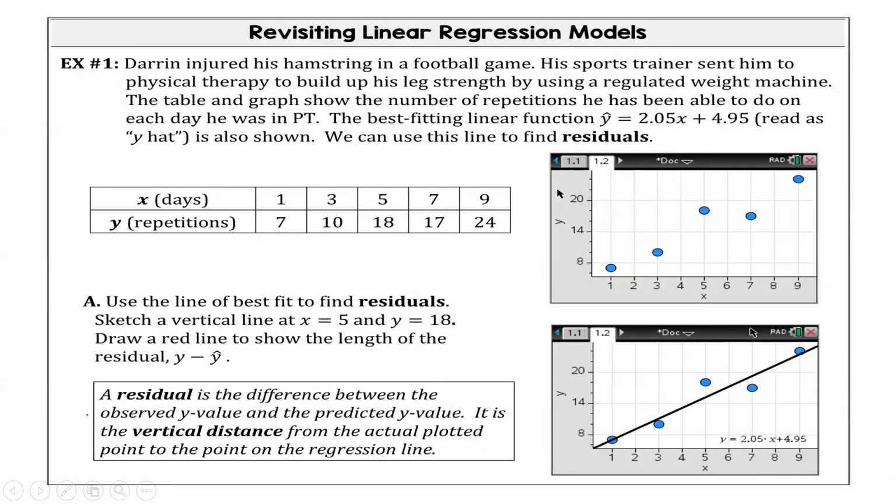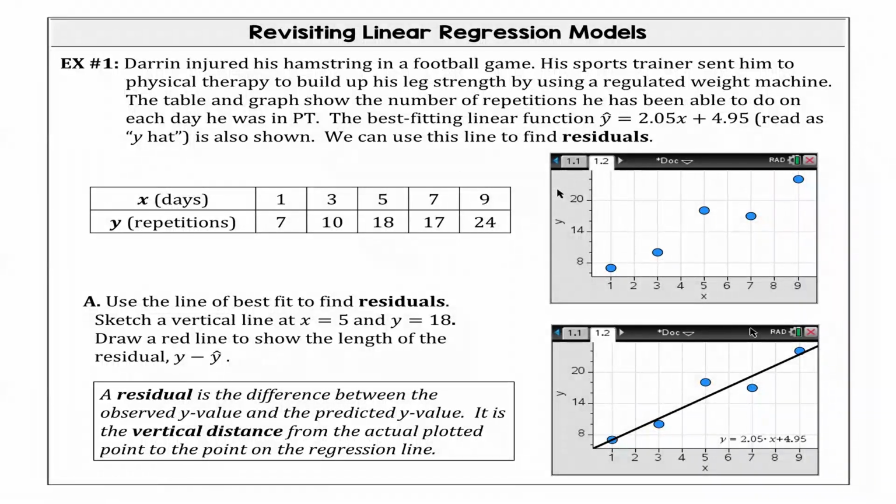So here we have Darren, who injured his hamstring in a football game. His sports trainer sent him to physical therapy to build up his leg strength by using a regulated weight machine. The table and the graph show the number of repetitions he has been able to do on each day he was in PT. The best fitting linear function, y hat, that's what that is called, y hat, equals 2 and 5 hundredths x plus 4 and 95 hundredths is also shown.